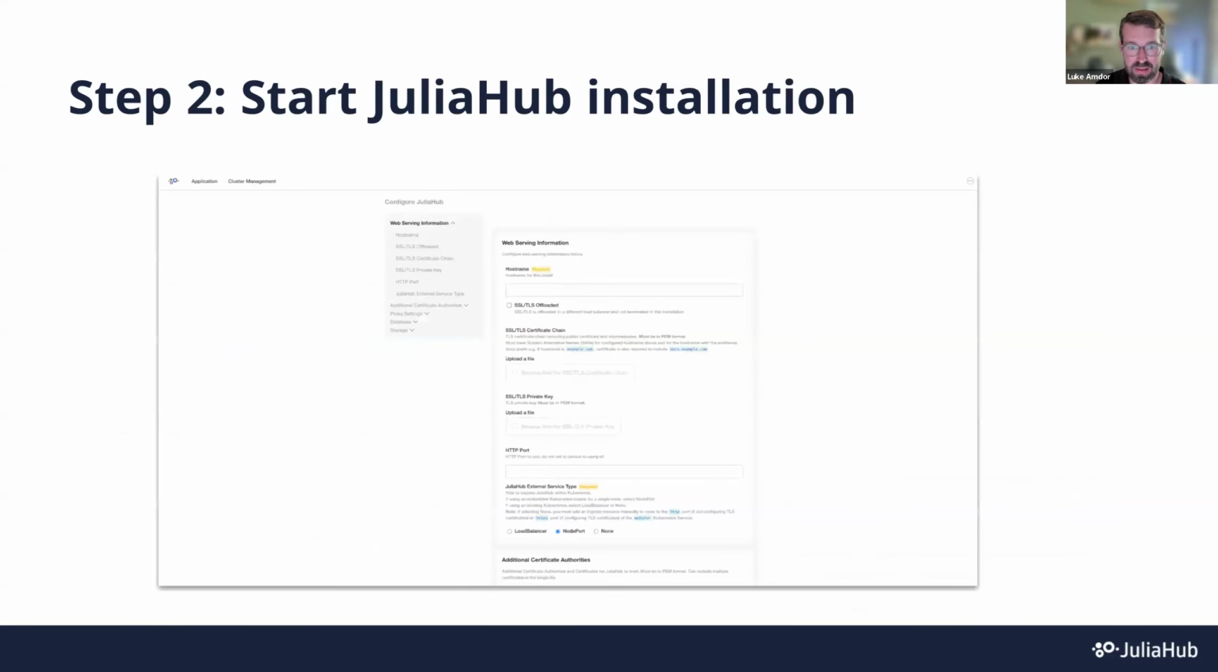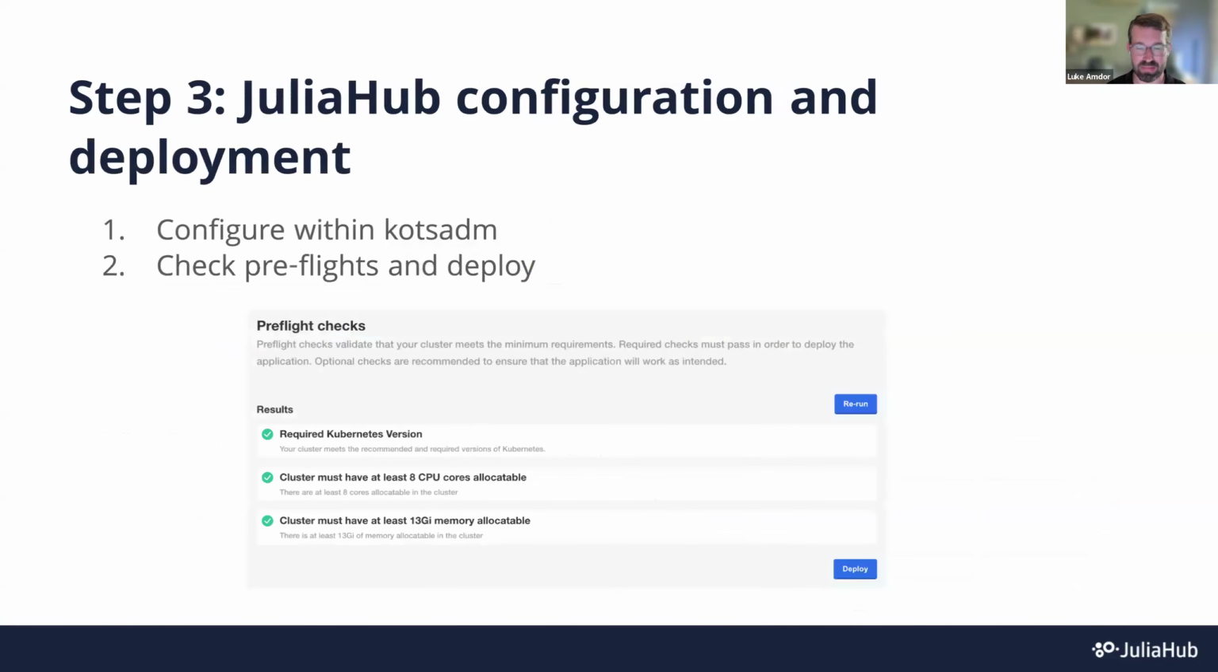And at the end of that, you'll get pretty simple configuration, like what is the host name for this installation, any certificate information that you might have, any HTTP ports, very basic things. This is just the requirements to get JuliaHub installed. And after it's all been configured, COTS admin then does what we call pre-flights, just to make sure that the Kubernetes cluster that we're installing to, whether it's embedded or an existing cluster, has all the things that we need. Like, we need at least 8 core CPU allocatable. What Kubernetes version are we at?